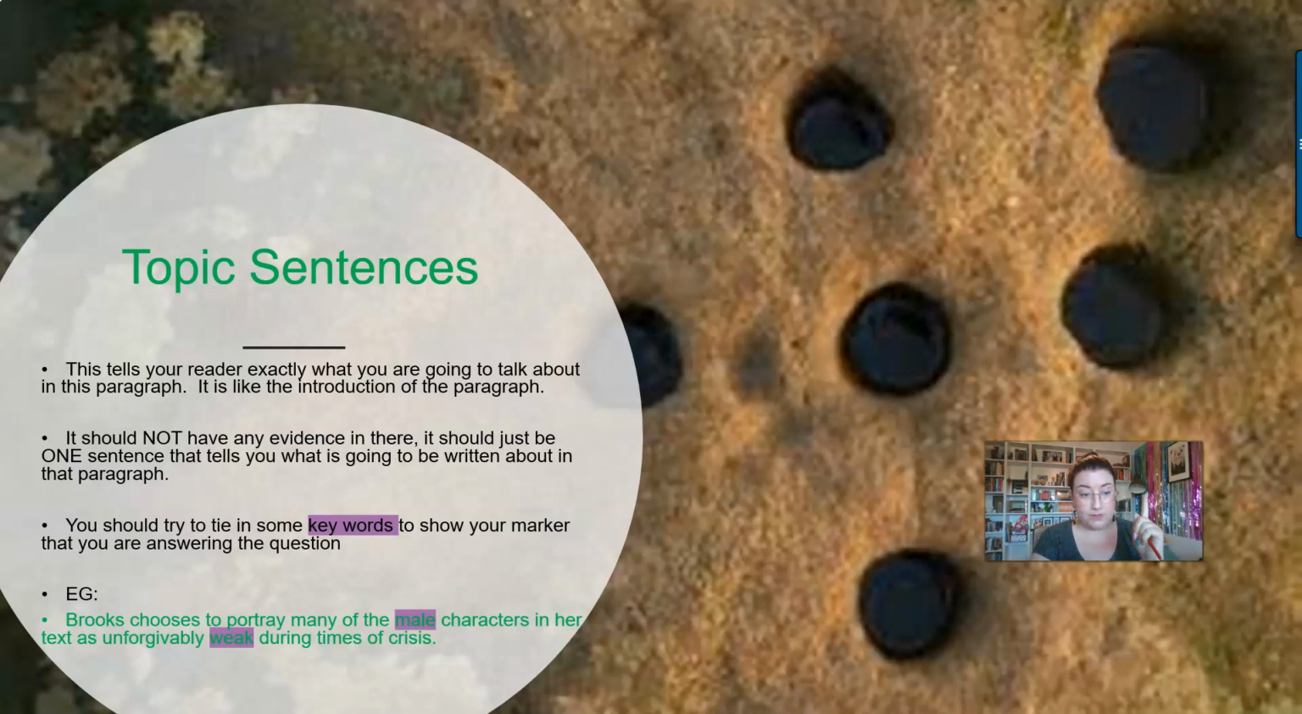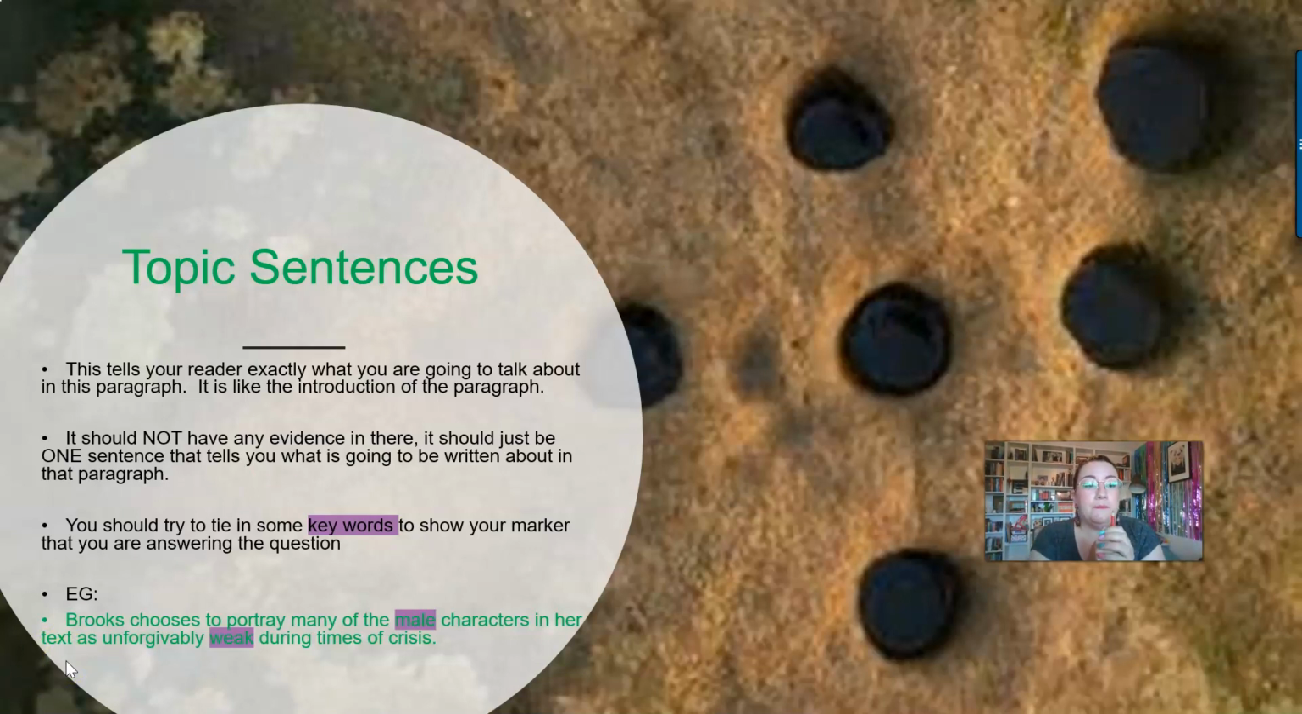Okay, so what you should also try and do in your topic sentence is to try and have some key words to show your marker that you're answering the question. Okay, the start of each paragraph is where your marker takes the most interest. So you want to ensure that from the get-go of each paragraph that they are absolutely certain you're going to answer the question. Okay, so here is my example down here.